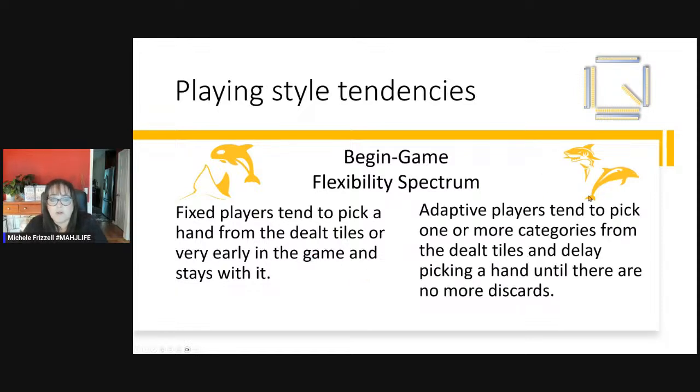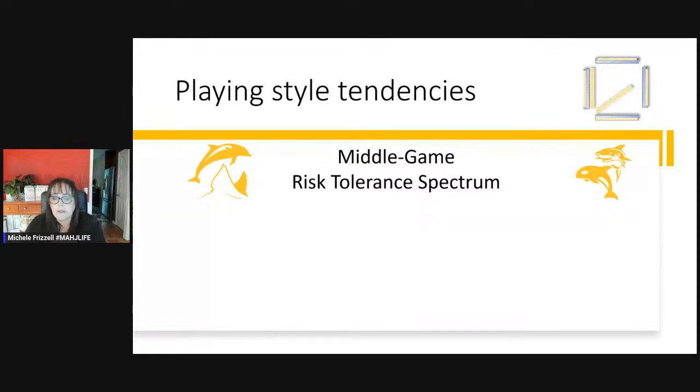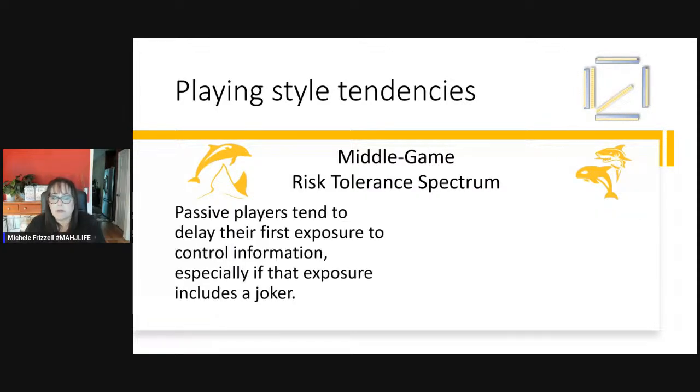With a dolphin and a shark, they're going to choose category level focus instead of picking an actual hand. They'll play at a higher level, category level, and they won't pick a hand till they run out of discards for that particular category. Another comparison would be in the middle game when the third wall is in play.